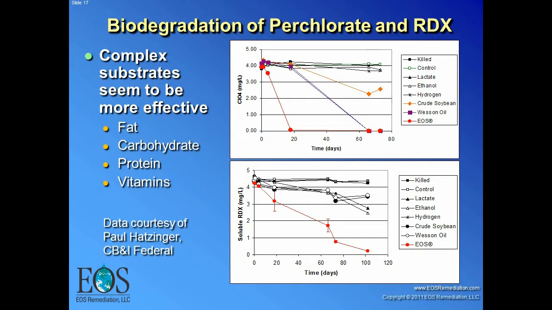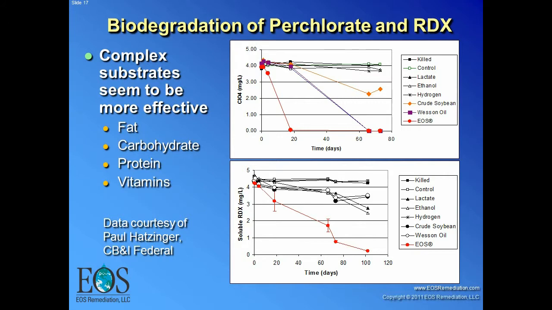Versus the EOS product, which at the time was called EOS 598, but now it's called EOS Pro. That includes the fat, the carbohydrate, the proteins, and the vitamins. And you can clearly see, Paul got more rapid degradation with that product. It was really surprising because with EOS, if you compare lactate by itself, it really didn't do much. Crude soybean oil by itself didn't do much. But apparently that combination of materials worked much better.